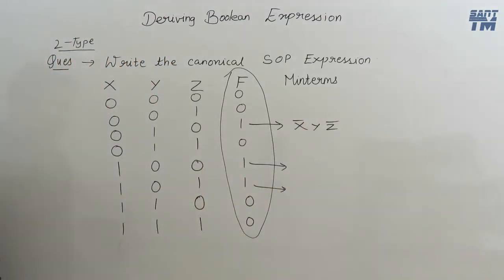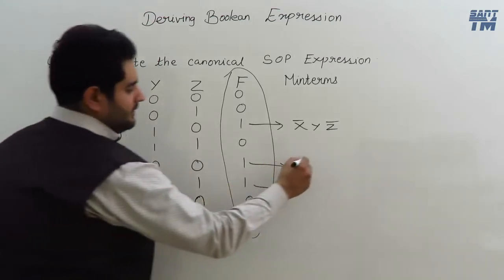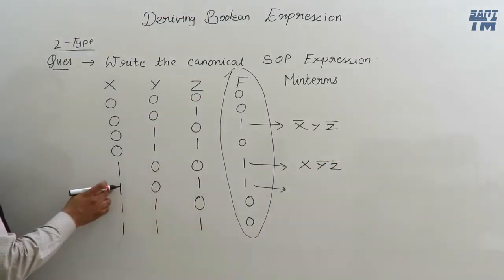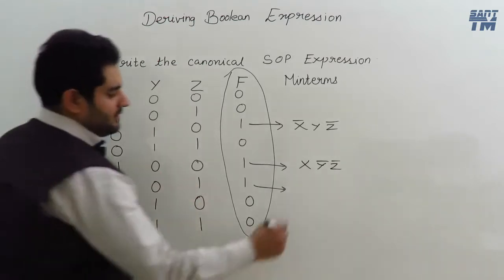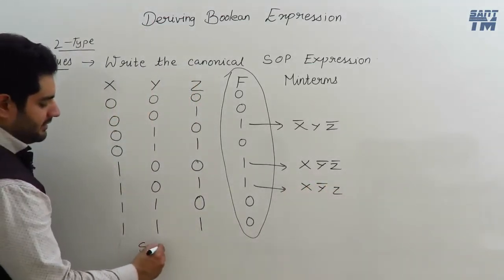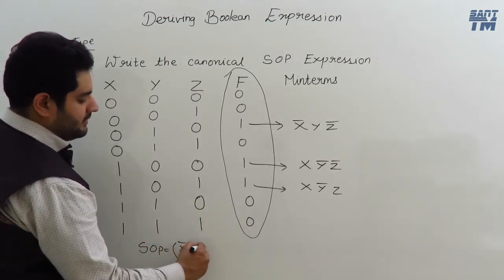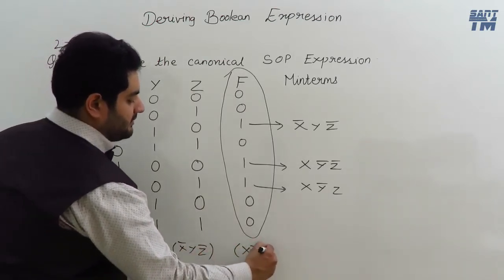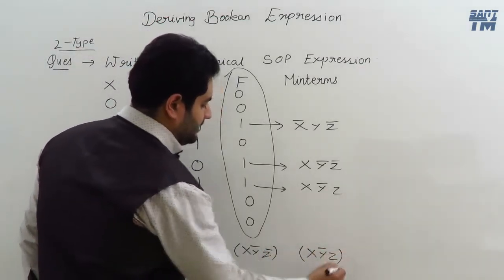For this one, x is 1, y is 0, z is 0. So bar on y and z. X, y bar, z bar. For this one, x is 1, y is 0, z is 1. So bar will be on only y. X, y bar, z. So the equivalent SOP is, first write all the minterms: x bar, y, z bar; x, y bar, z bar; x, y bar, z. These are the minterms.